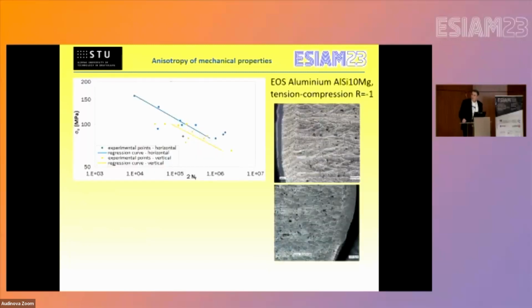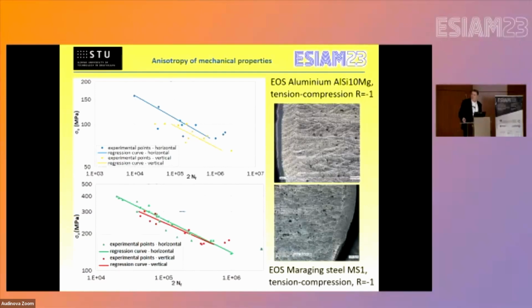In cyclic properties, this anisotropy is well known. This is the first diagram from our testing specimens. This is the comparison between the horizontally oriented building process, this blue line, and this lower line from the vertically oriented process. This difference is significant, not so much, but it is significant. It is about 10% in the area of stress amplitude, but in the area of number of cycles, it is 2 or 3 times. That is a significant difference.